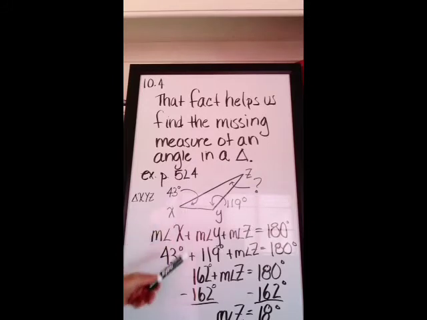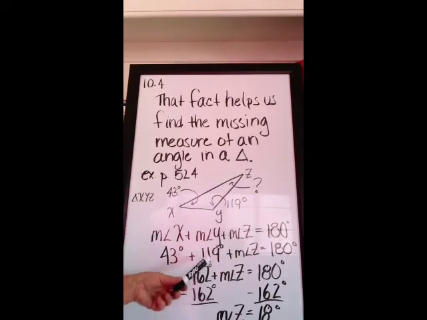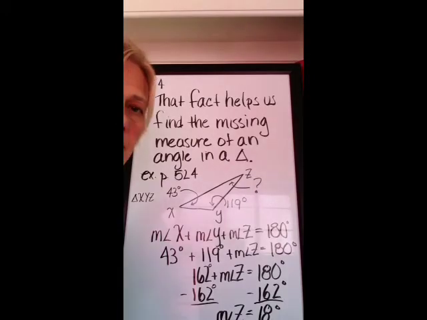So the measure of angle X plus the measure of angle Y plus the measure of angle Z is equal to 180. We know measure of angle X is 43 and the measure of angle Y is 119. So 43 plus 119 plus the measure of angle Z is equal to 180. I add 43 and 119, I get 162 plus the measure of angle Z, still equal to 180. Now I'm going to subtract 162 from both sides to isolate the measure of angle Z, and I get the measure of angle Z is equal to 18 degrees.